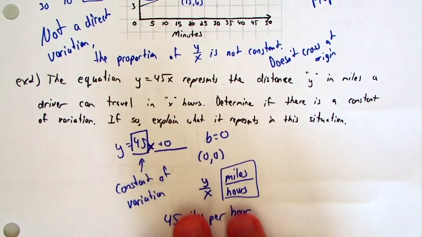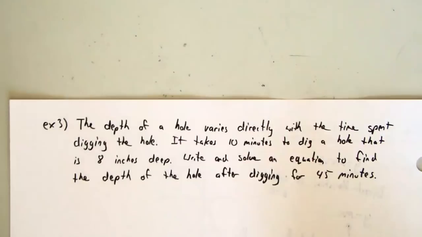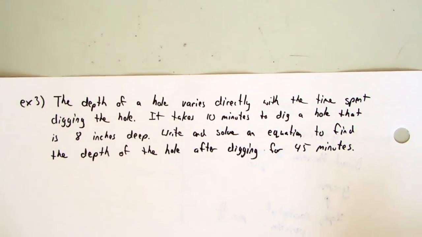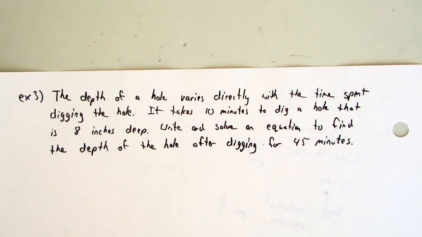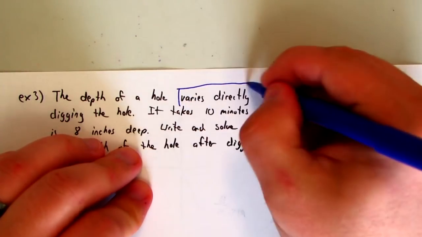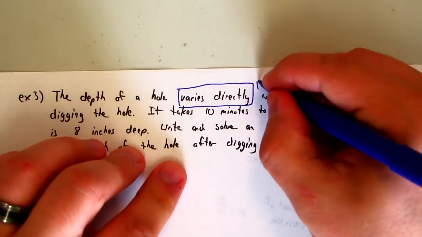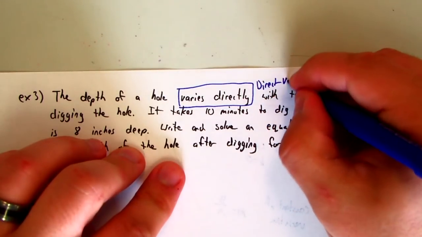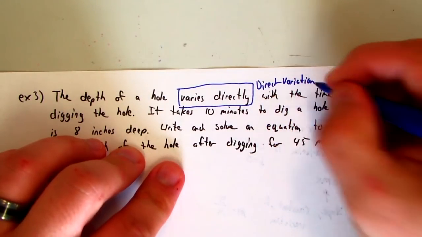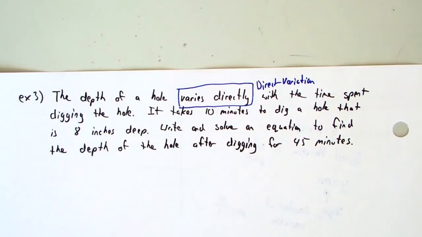All right, so a few more examples here. Example 3 says the depth of a hole varies directly, and what this means is a direct variation with the time spent digging the hole. It takes 10 minutes to dig a hole that is 8 inches deep. Write and solve an equation to find the depth of the hole after digging for 45 minutes.